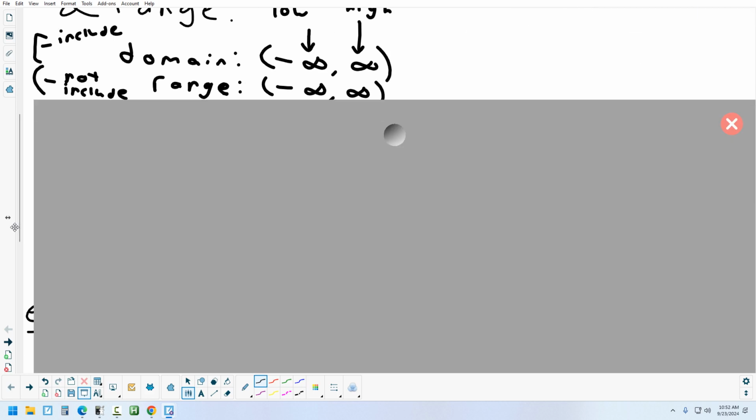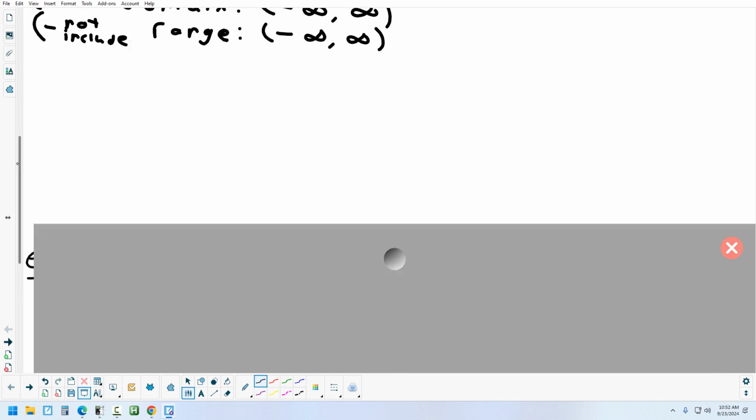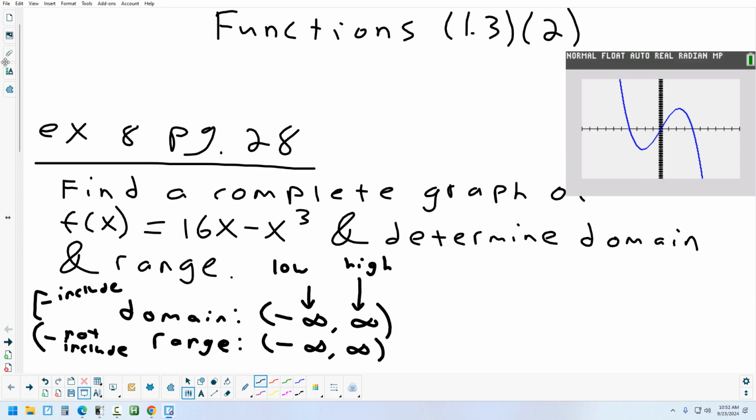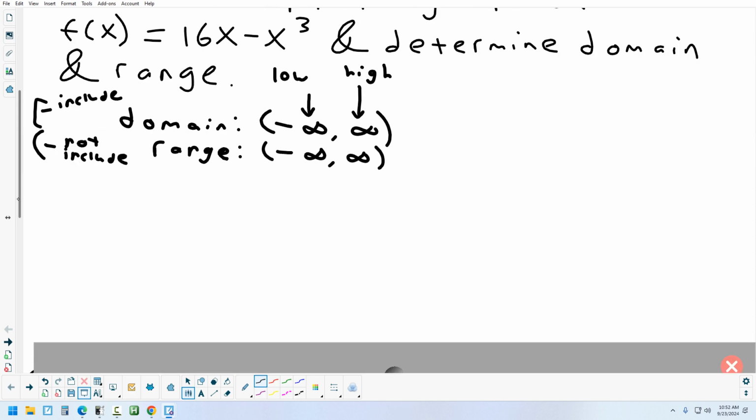I think I've got another domain and range. Let's try this one. Oh, no, actually that was the only one. So any other question before I move on from the domain and range? Okay.